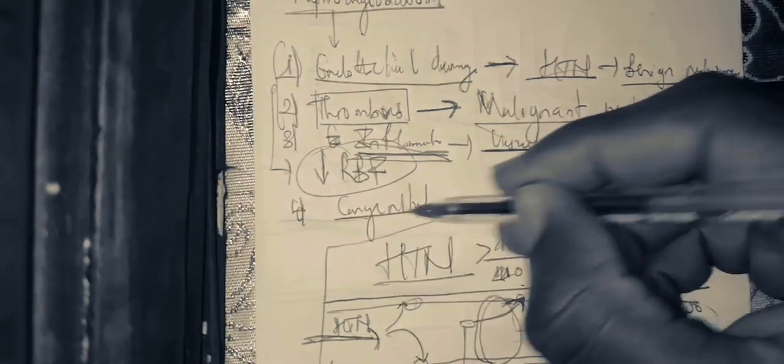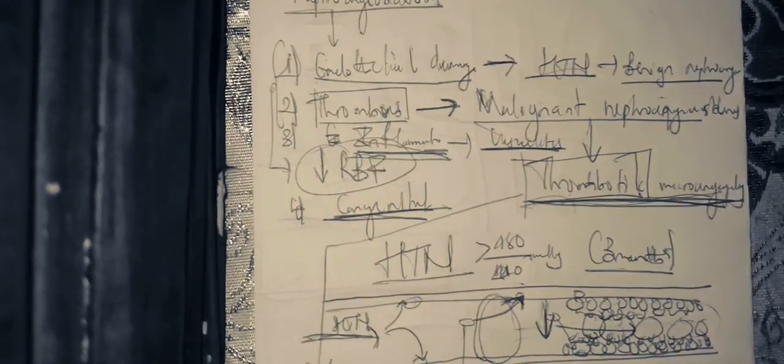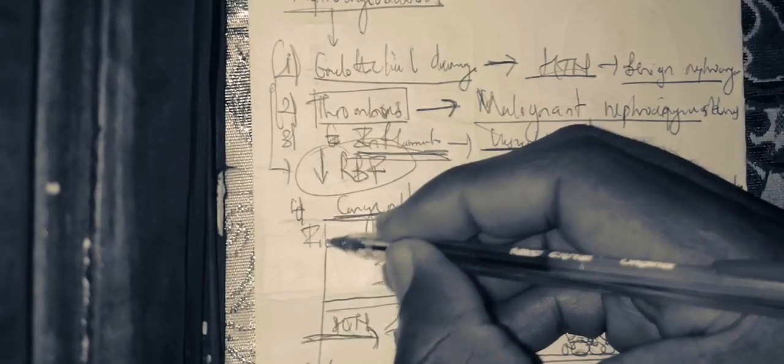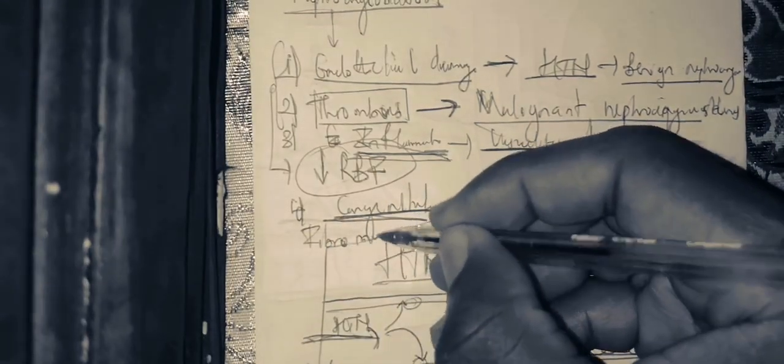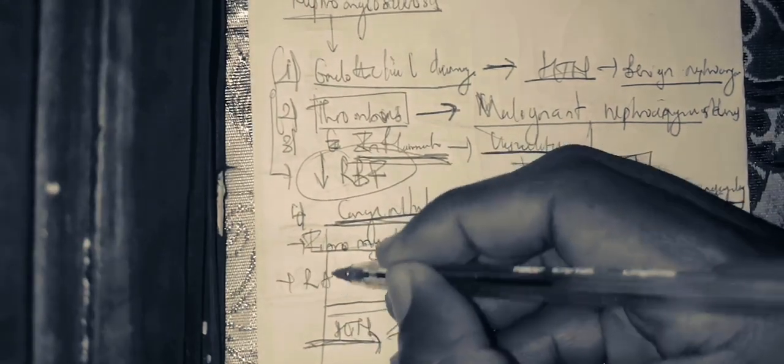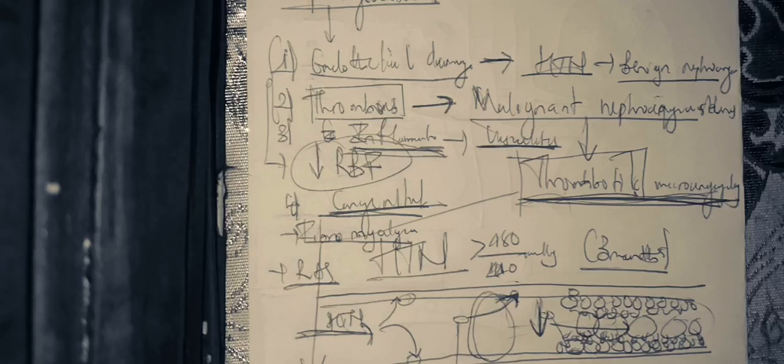Now the next one, we have congenital. It can be a case of a congenital malformation of the renal blood vessels. In particular, for congenital malformation of the renal blood vessels, we have fibromuscular dysplasia of the blood vessels, or you have a renal artery stenosis. Those are the two major congenital defects associated with nephroangiosclerosis or vascular defects of the kidney.